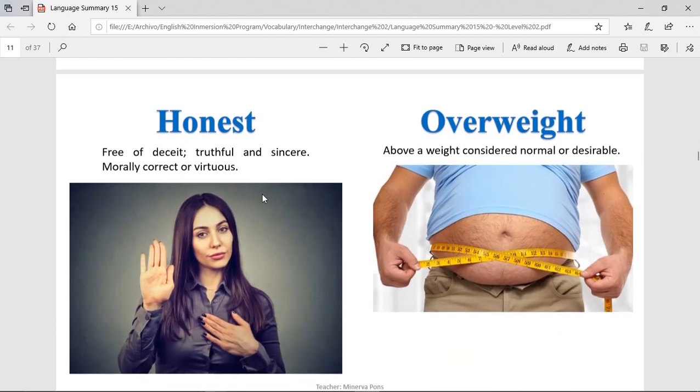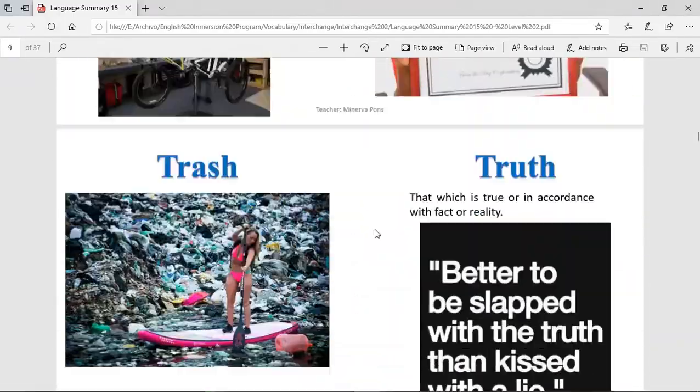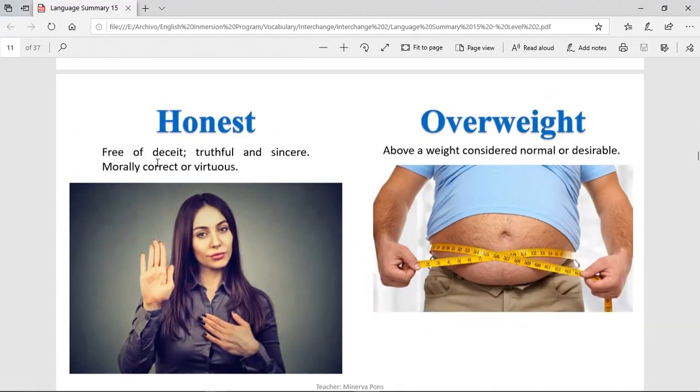Honest. We have the noun honesty here, and we have the adjective honest. Free of deceit, truthful and sincere, morally correct or virtuous. So it's the same thing as saying the truth and doing good things.